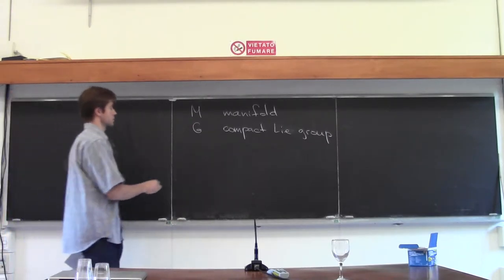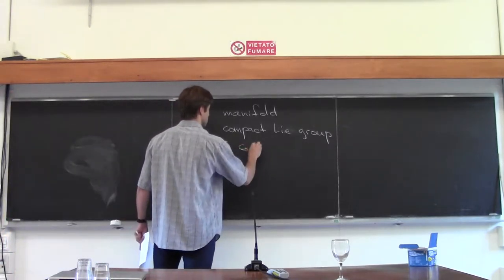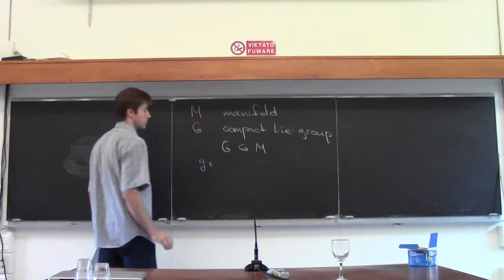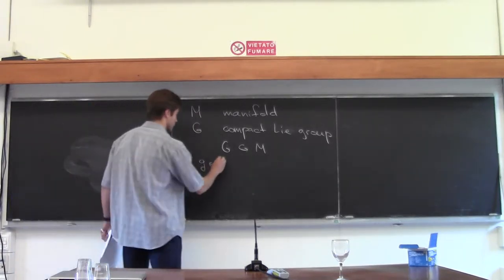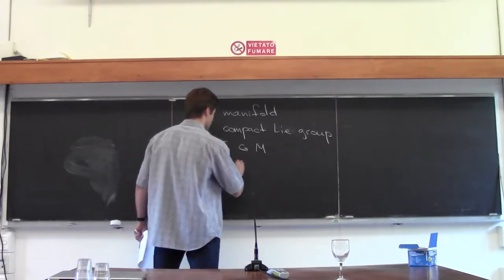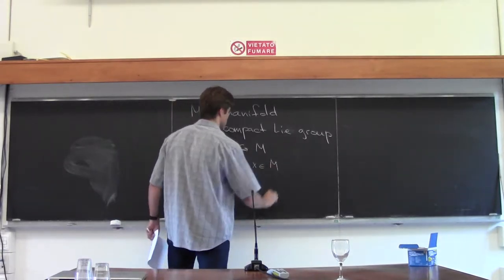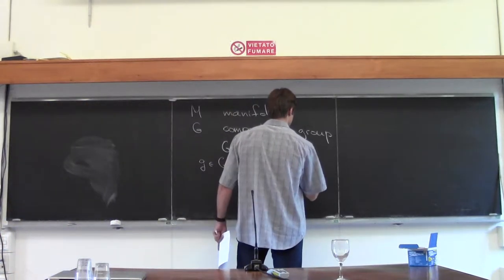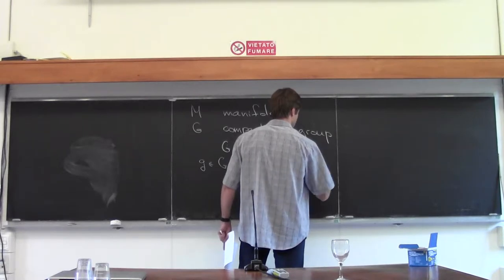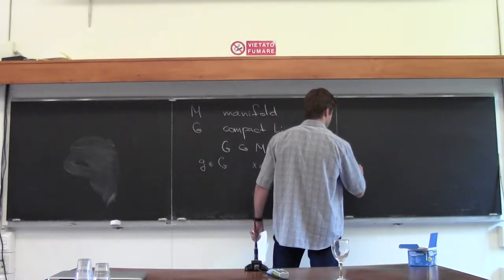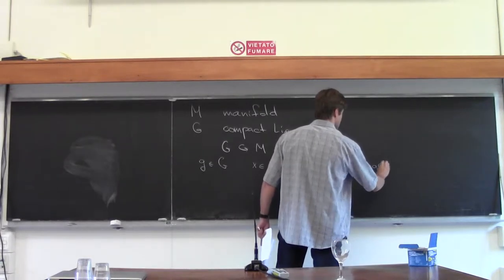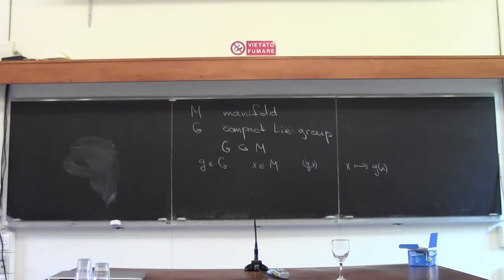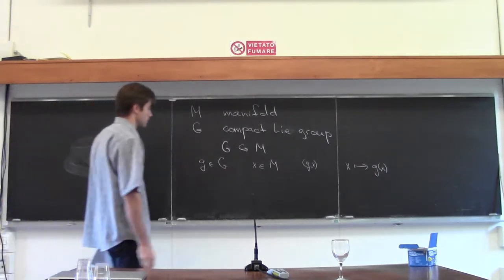There is a defined action of G on M, which means that for any group element g of the group G and a point x on M, we have specified the action of g on the point x, which takes it to some other point in this manifold, with the usual group action on the manifold.